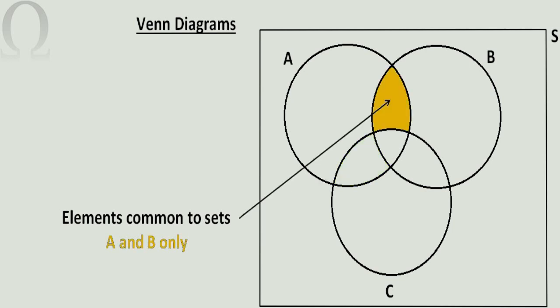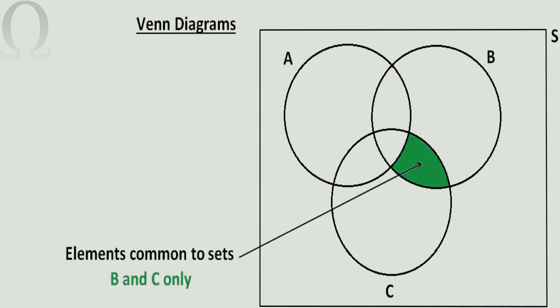The orange shaded region represents elements that are common to sets A and B only, while the gray shaded area represents the elements common to sets A and B, which also contains some elements of set C. The green shaded area represents elements that are common to sets B and C only.